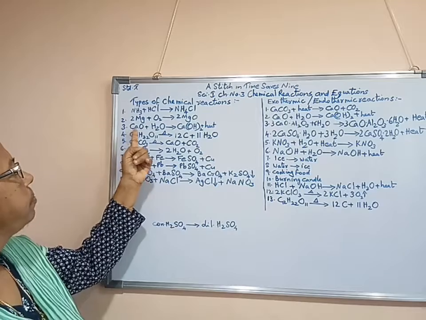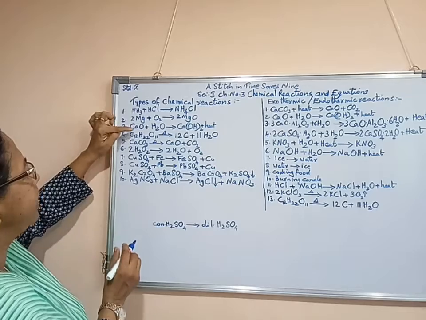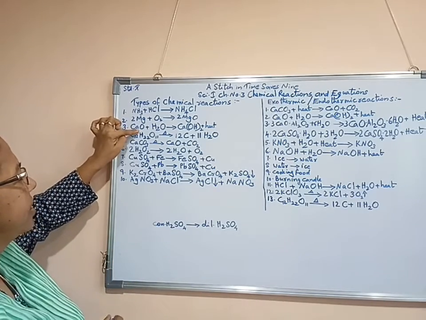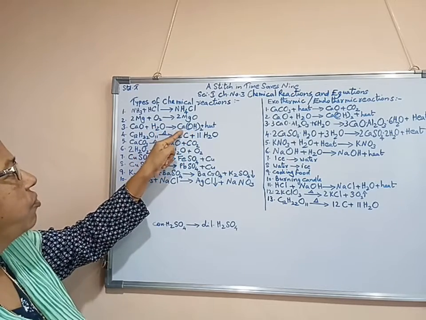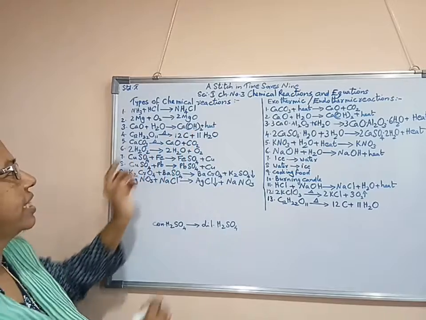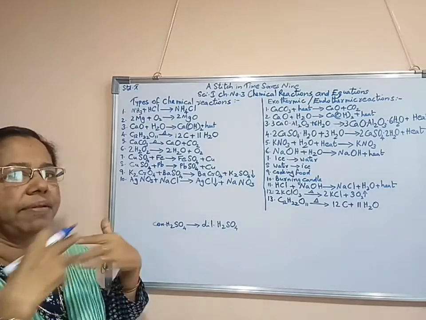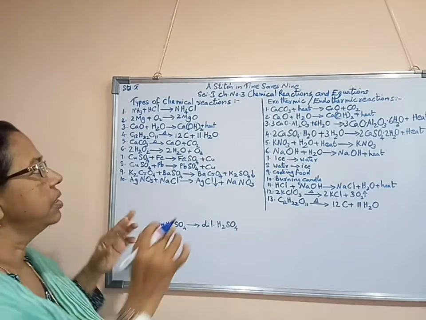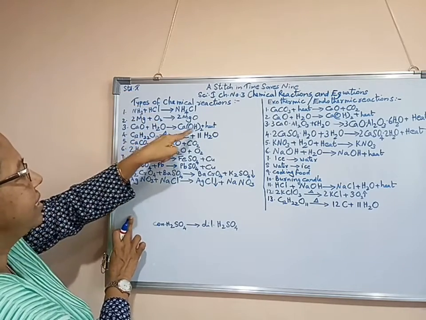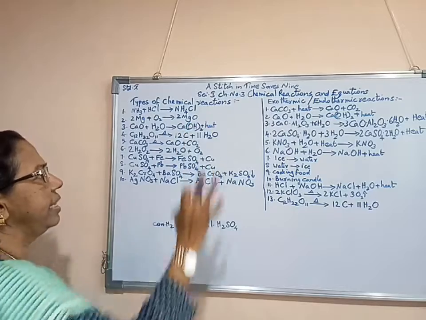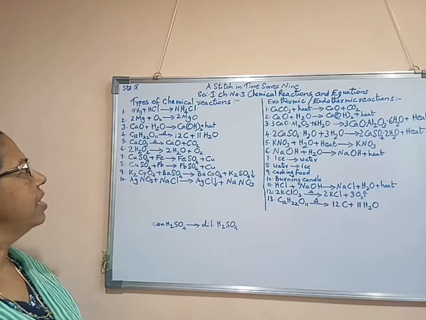Now another example. This is again an example of combination reaction. See here, calcium oxide, CaO, reacts with water. As a result, a single compound is formed, that is calcium hydroxide, Ca(OH)2. Along with that, heat is liberated. So we can say that when calcium oxide reacts with water, calcium hydroxide is formed along with heat released. So this is again an example of combination reaction.